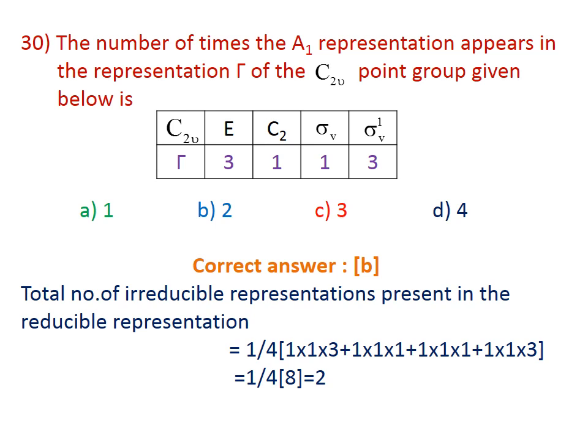You have to use the simple formula to find the number of irreducible representations present in the reducible representation. That will be equal to 1 by h into the summation of χ(R) into χi(R). χ(R) is the character of the reducible representation, and χi(R) is the character of the irreducible representation. You multiply and sum it, and you will get the answer. For this question, the number of the irreducible representation present in the reducible representation is 2. The explanation is given below.